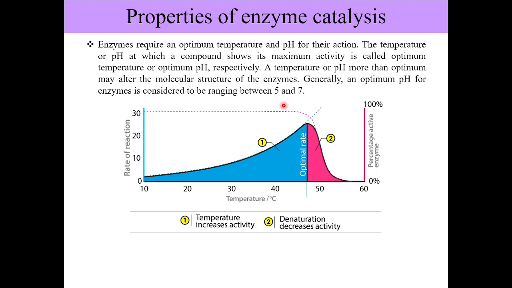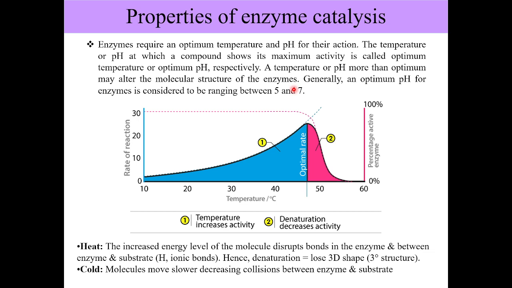Okay, coming to temperature, what happens? At lower temperature, the molecular vibrations are not sufficient, and therefore the rate of the reaction is slower. But at higher temperature, the protein gets denatured and it unfolds, and therefore once again the rate decreases. The temperature or pH at which an enzyme shows its maximum activity is called the optimal temperature or the optimum pH respectively. A temperature or pH more than the optimum may alter the molecular structure of the enzymes. Generally, an optimum pH for the enzyme is considered to be ranging between 5 and 6.